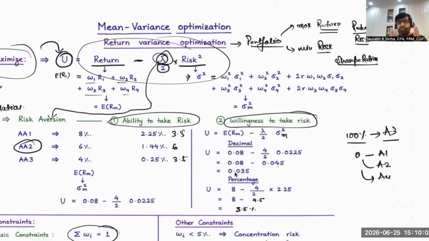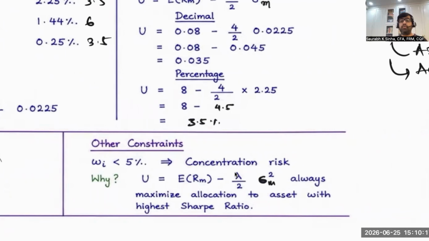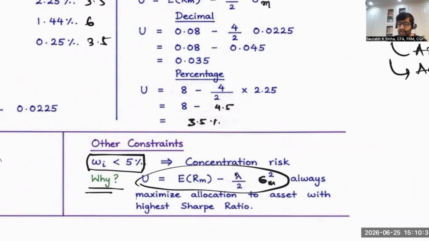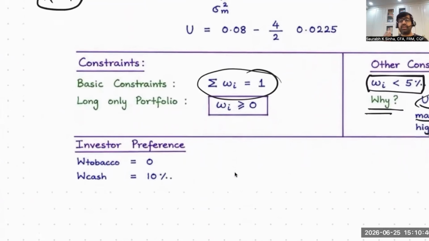Because the whole objective of this optimization engine is to give you the maximum return and minimum risk. And that is only possible if you put all the money in this asset, which will lead to what? Concentration risk, right? Therefore, the portfolio manager wisely puts down the constraint that the weight should be less than 5%. Because this equation will always maximize the allocation to the asset with the highest Sharpe ratio or highest return for the same level of risk. This is the way this equation has been designed.